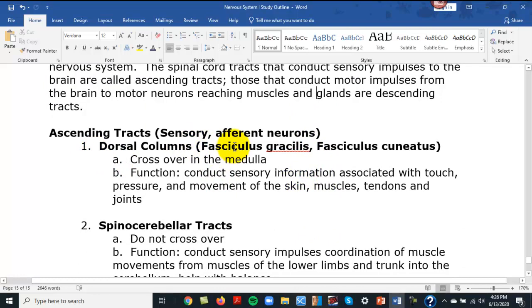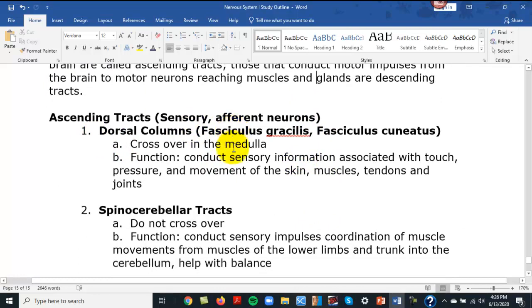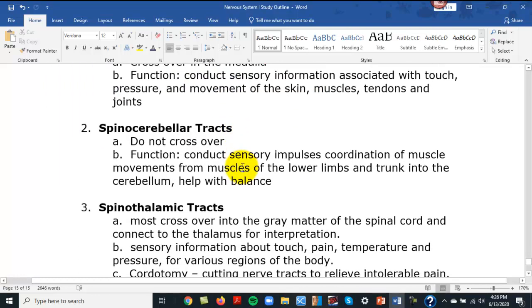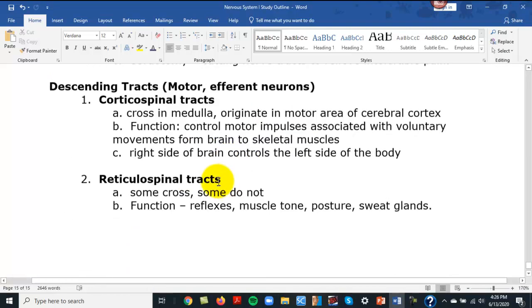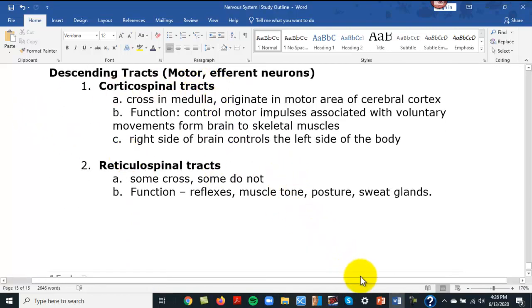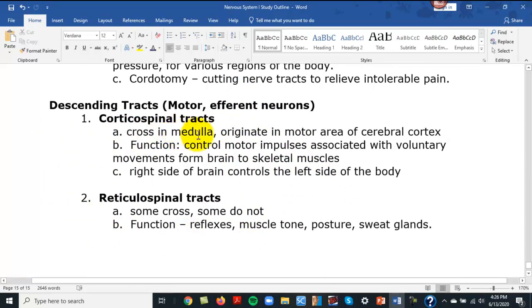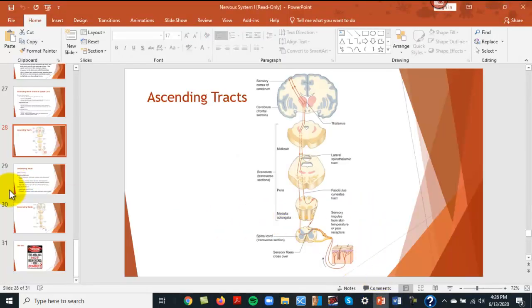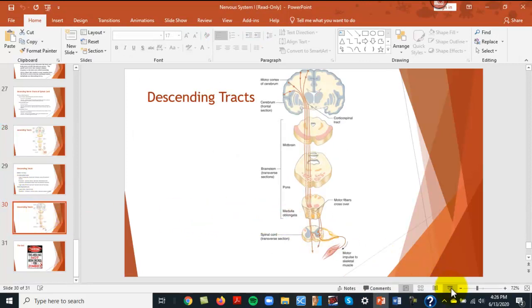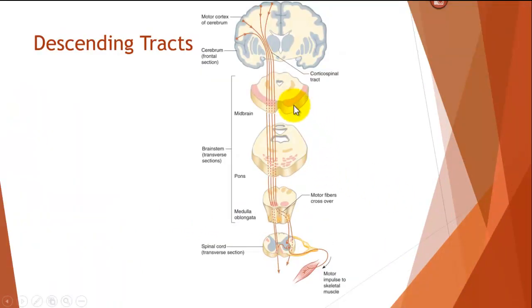They are sensory, or they contain sensory or afferent neurons, and what they do. What are their functions? The descending tracts are going down the spinal cord. So they're originating in the brain and they're going down the spinal cord. The main one here, the corticospinal tracts, these are the ones that control the voluntary skeletal muscle movements. Right side of the brain controls the left side of the body. Because when the nervous system develops in humans, most of it is crossed over.